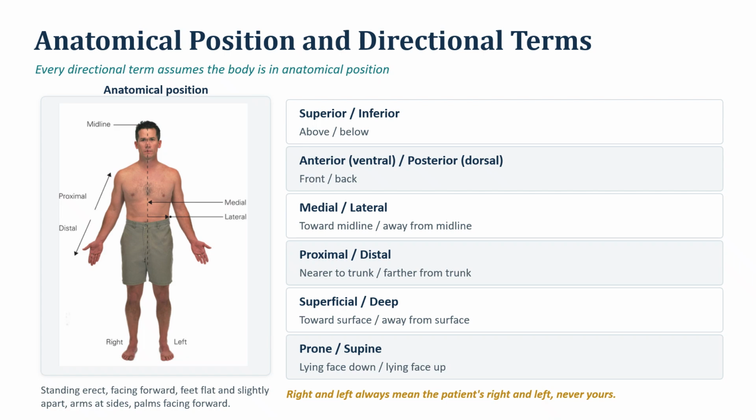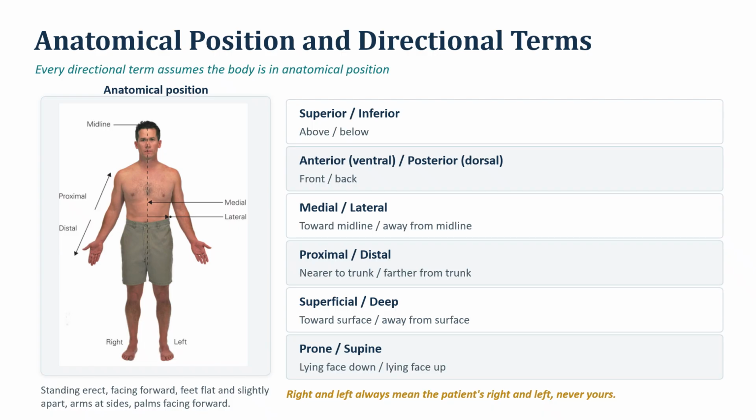Now work through the pairs on the right. Superior means above or toward the head. Inferior means below or toward the feet. The nose is superior to the mouth. Anterior, also called ventral, means toward the front. Posterior, also called dorsal, means toward the back. The sternum is anterior to the heart.